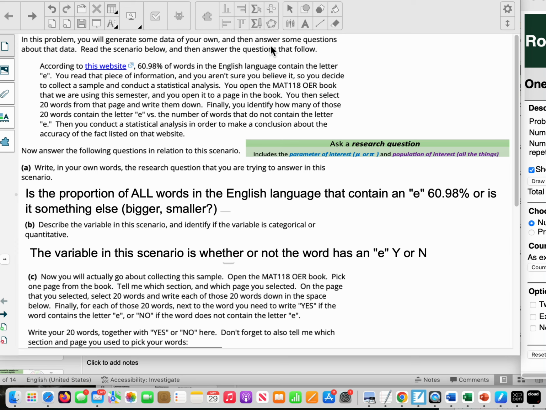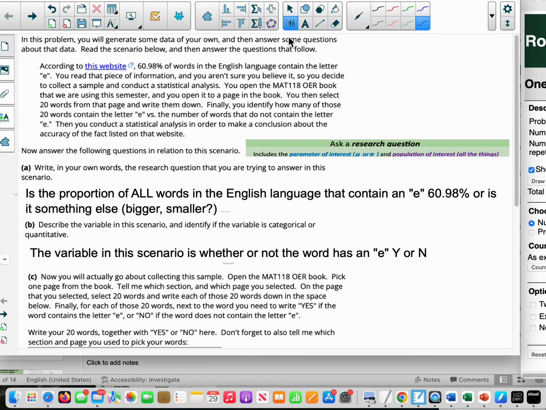I'm going to do a video solution for the written homework assignment, and I just selected one of the questions, and this is the question with regard to the words in the English language. So let's take a look at this.